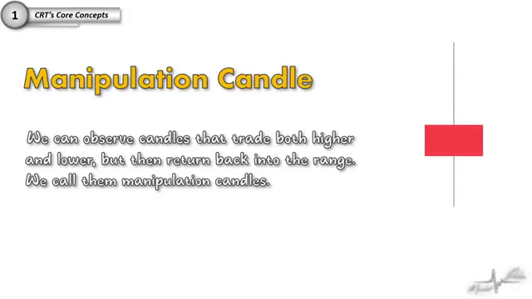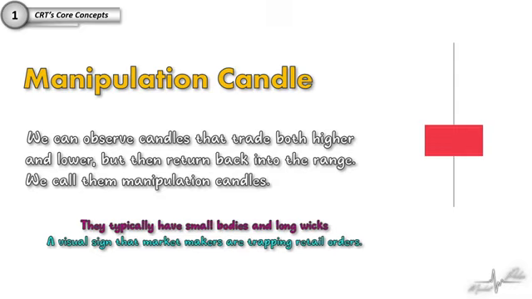We can observe candles that trade both higher and lower, but then return back into the range. We call them manipulation candles. These candles appear during the manipulation phase. They typically have small bodies and long wicks, a visual sign that market makers are trapping retail orders.